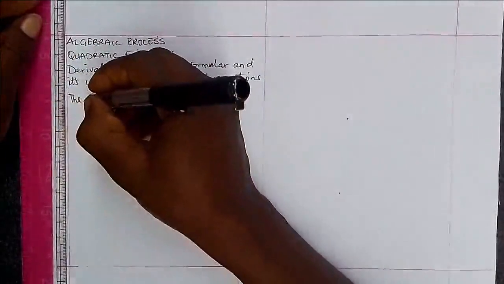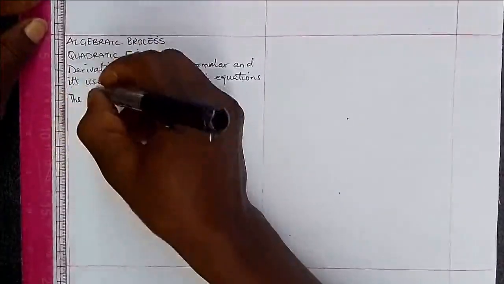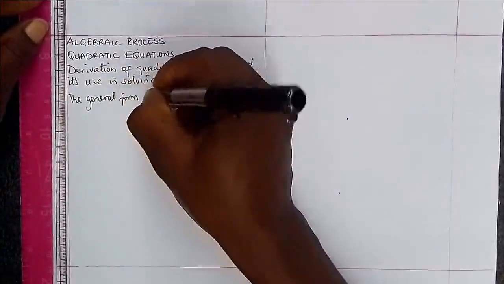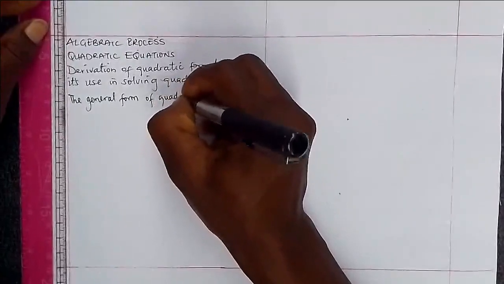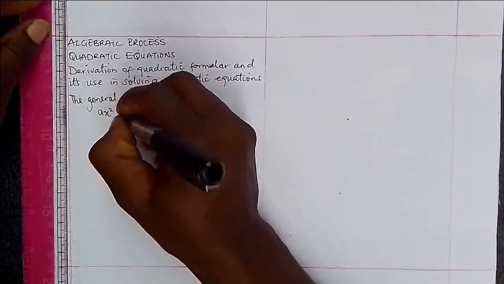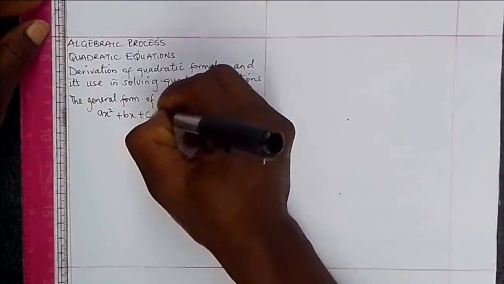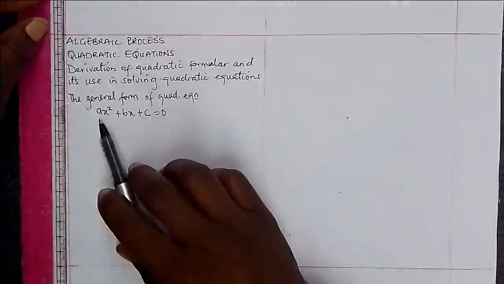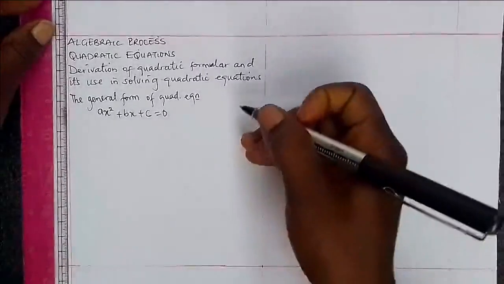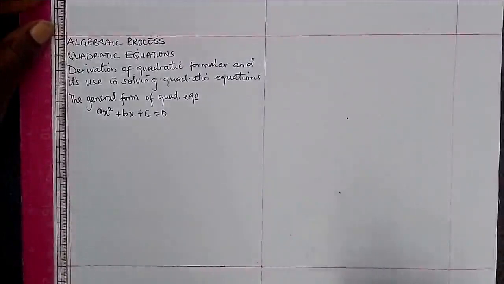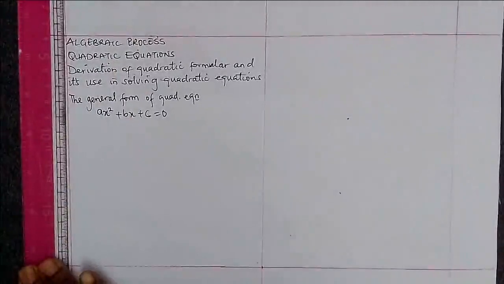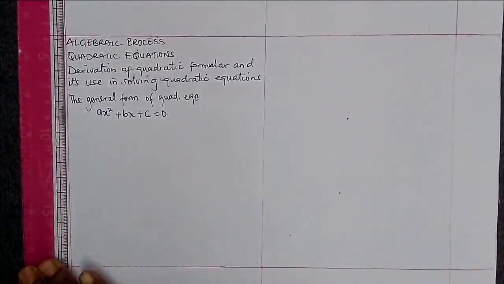To derive the formula, let's state the general form of a quadratic equation. The general form of a quadratic equation is ax squared plus bx plus c equal to 0. Recall, a is the coefficient of x squared, b is the coefficient of x, c is the constant, and it is equal to 0. Now, we are going to make use of the completing the square method in deriving this formula.